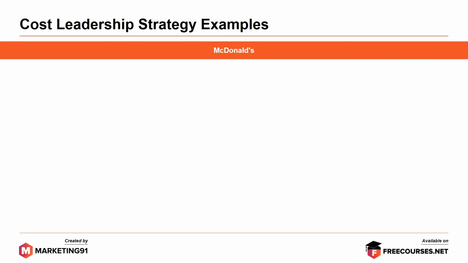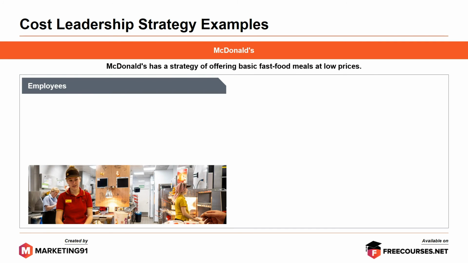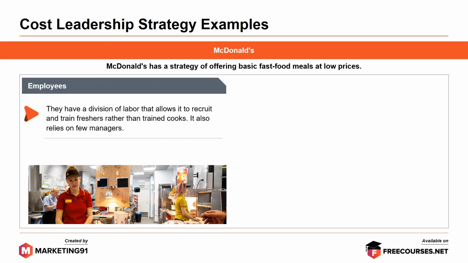And finally, the example of McDonald's. McDonald's has a strategy of offering basic fast food meals at low prices. One of the advantages for them is their employees. They have a division of labor that allows them to recruit and train freshers rather than train cooks. It also relies on few managers. These savings in various processes allow the company to offer its foods at bargain prices.